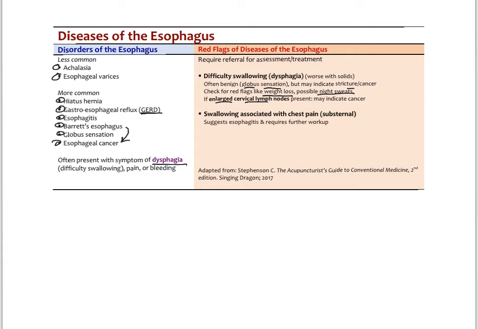Again, this is going to be more typical in patients with very high risk factors like smoking, excessive alcohol use, but also older patients. And again, people with chronic acid reflux, this is always something we have on the radar, is esophageal cancer. Any swallowing associated with chest pain, so behind the sternum, again suggests inflammation of the esophagus, esophagitis. All right, so those would be some of the specific red flags for the esophagus.